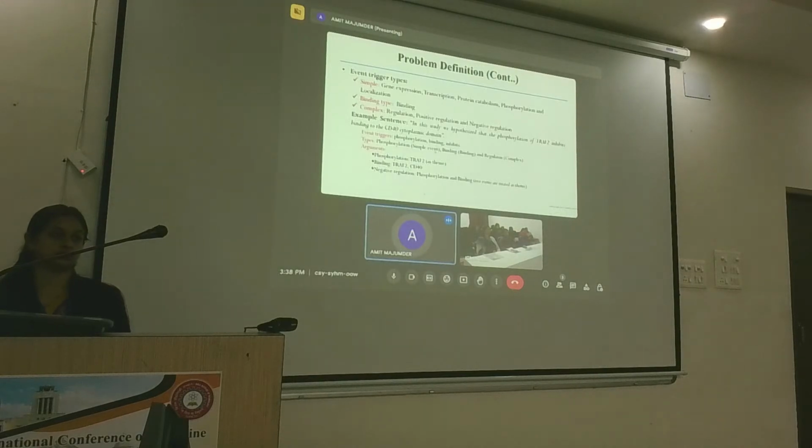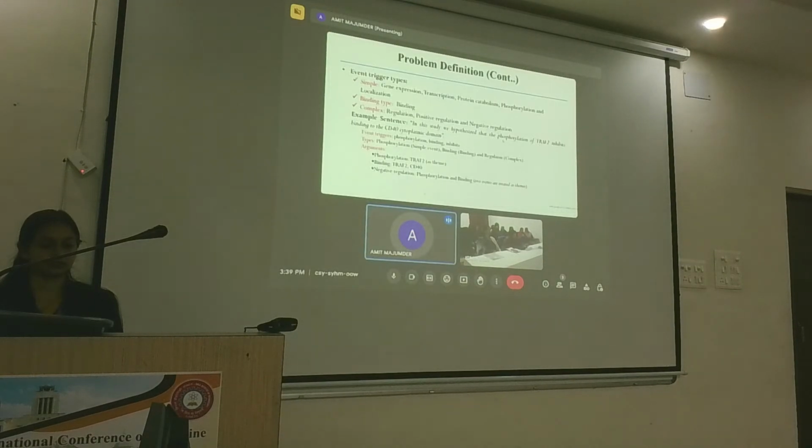And binding type is another type, which is responsible for the binding of genes and proteins. This is a little bit complex, and a much more complex type is the regulation, positive regulation, and negative regulation. Each of these event types is associated with arguments, and the arguments are basically genes and gene products. If we consider one example for this task: in this study, we hypothesized that the phosphorylation of TRAP2 inhibits the binding to the CD40 cytoplasmic domain.